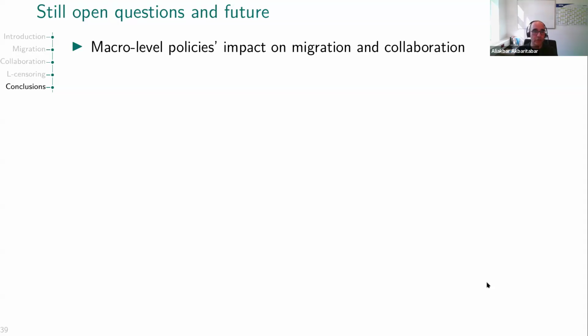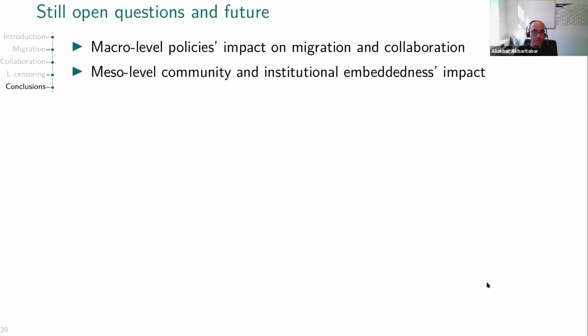Some countries, I can give you the example of Italy, for example, have research evaluation exercises in which they value migration or they value collaboration. They value productivity. So if you are more productive and you have international collaborations, you have better chances to get grants. The next question we can ask is, are these policies affecting the scholars' behaviors or not?